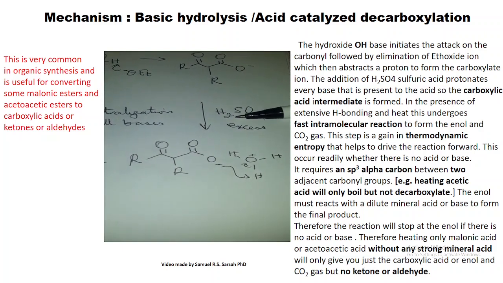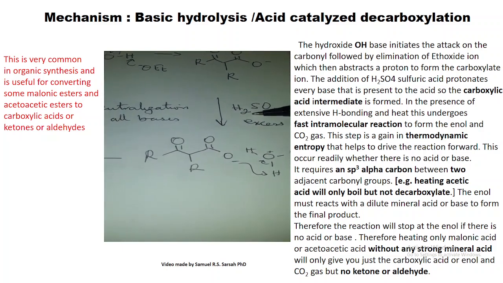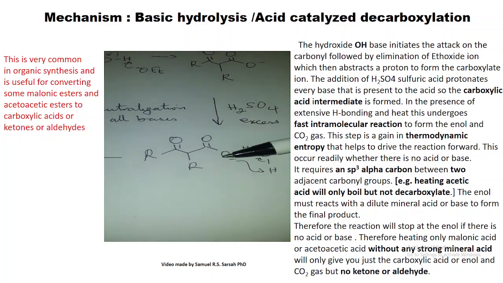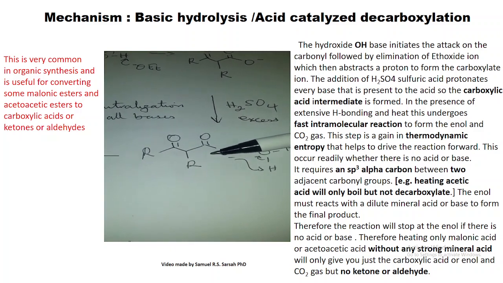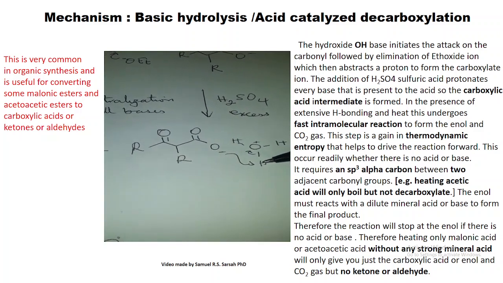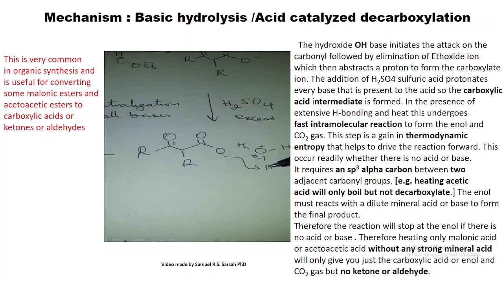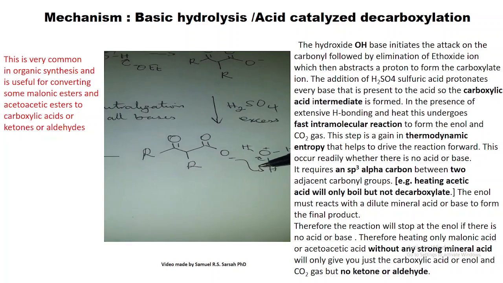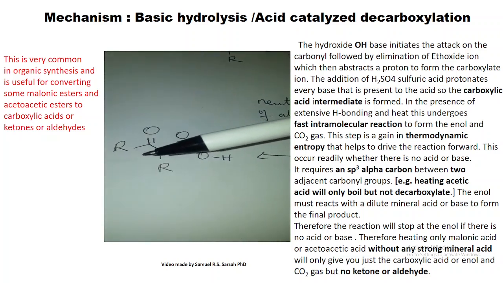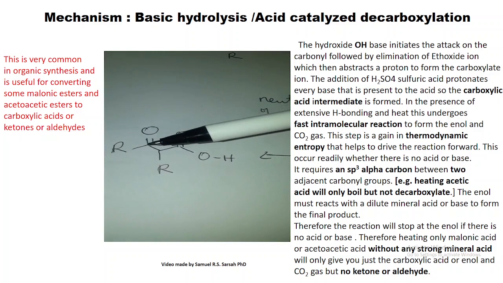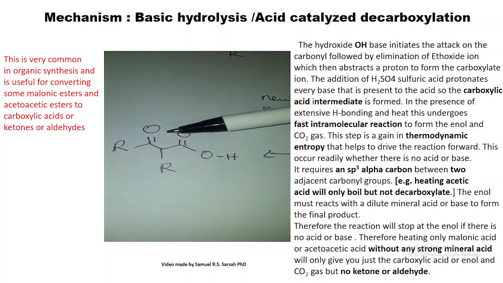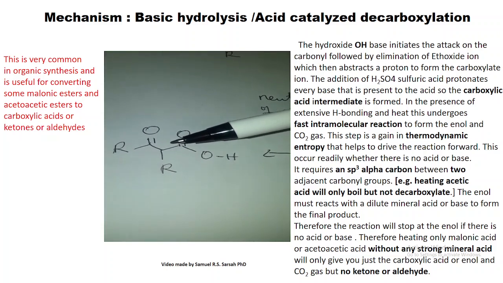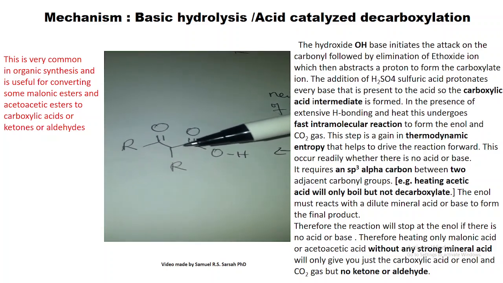And then addition of excess sulfuric acid will protonate every trace of base that is present. So the carboxylate ion will grab a proton from a hydroxonium ion or H+ or an acid to form the final carboxylic acid intermediate that we are looking for. So this is where it starts.